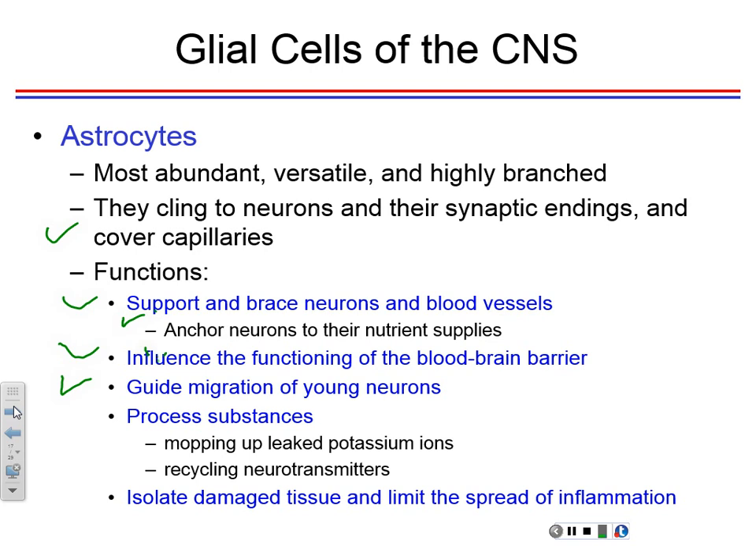So this blood-brain barrier is very important. And then, of course, they guide migration of young neurons and process substances. Like we talked about, an action potential is pretty much ions in, ions out. So sometimes it gets sloppy. Ions are left out there, and then the astrocytes will come and mop up.